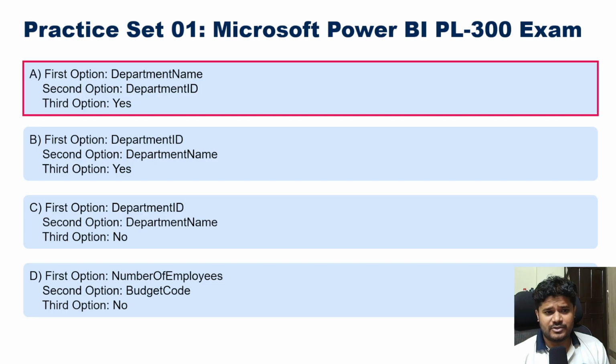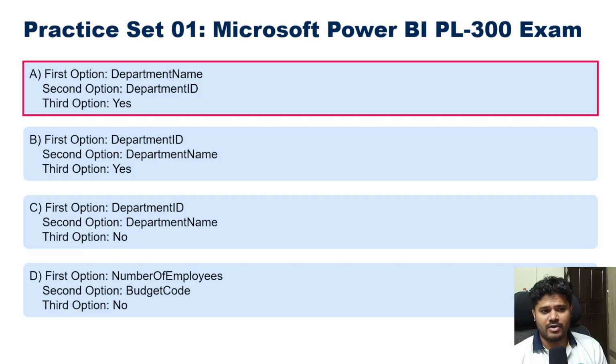So basically it's option A, where you have to select row label as department name and key column as department ID, because with the help of department ID you can make relationships among tables, right? And the third option is you have to select the feature table. So yeah, this option is correct.